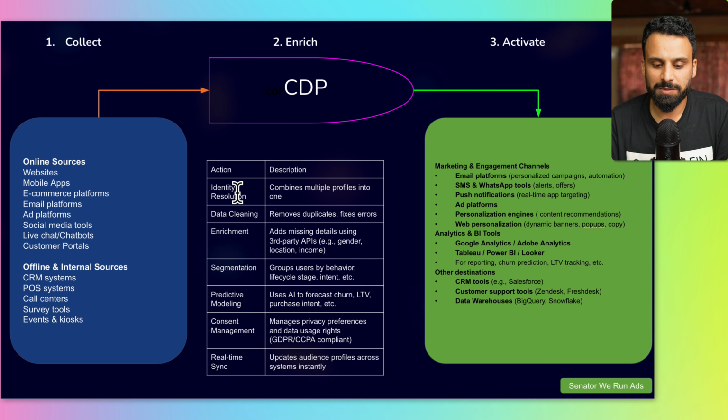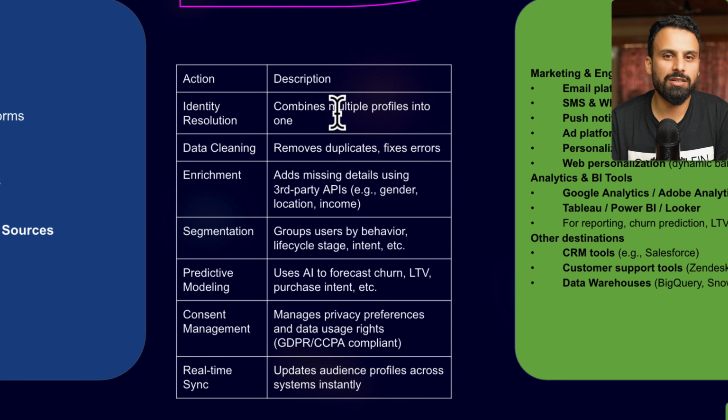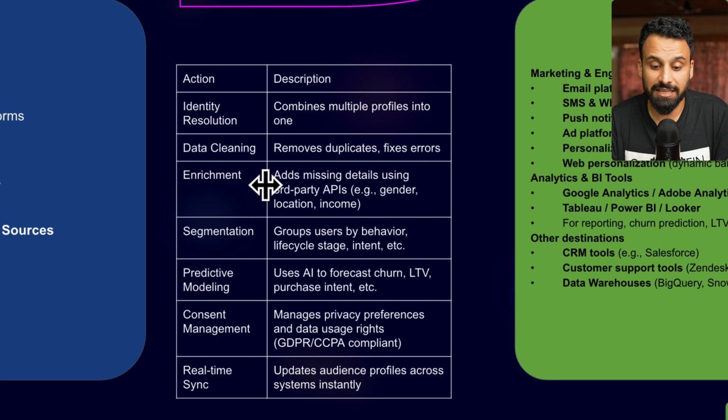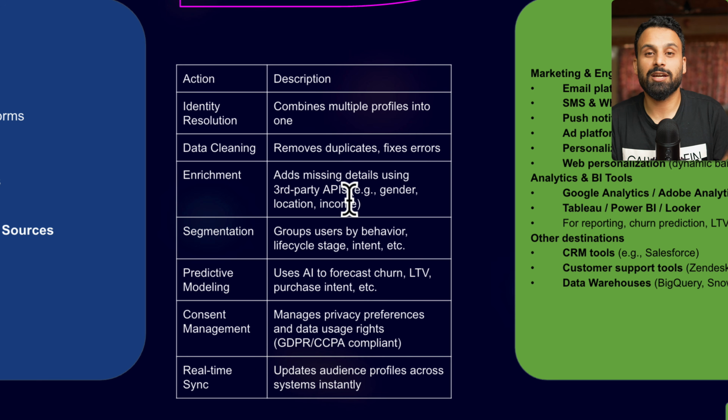How it can enrich is basically identity resolution. For example, if a user is using multiple devices, it basically connects all of them to one profile. It says, okay, this is the same user using this particular device, that particular device. Data cleaning: it removes duplicates, fixes errors, it enriches the data, adds missing details using third-party APIs, for example, gender, location, income. You can use different kinds of APIs to understand, okay, the user who installed your app, who is ordering from your app, what is their gender, what is their income level, and there are a lot of APIs available you can connect.